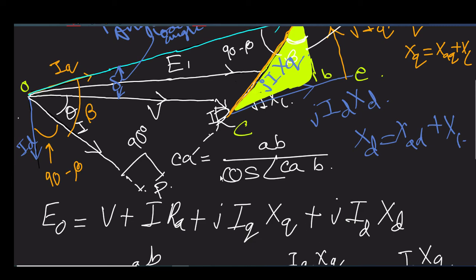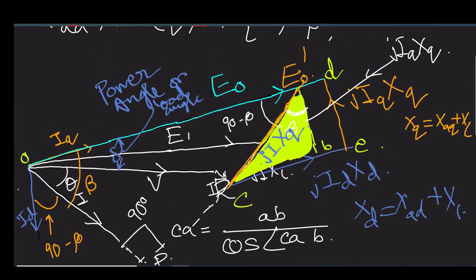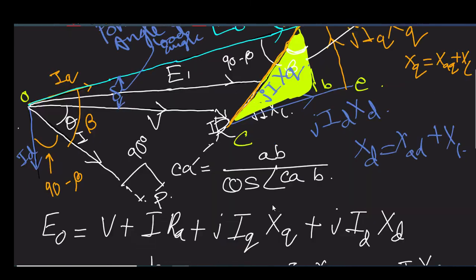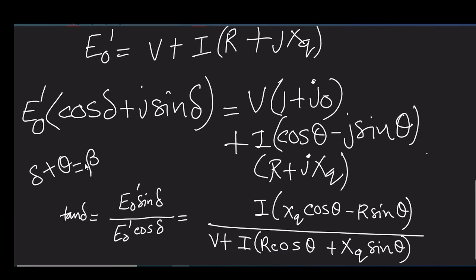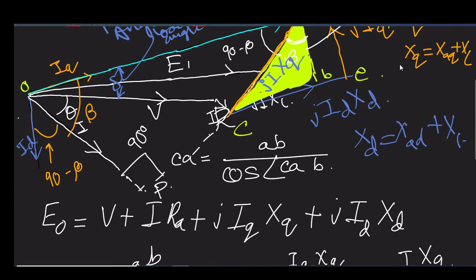But then, there are two ways we can circumvent that problem. One is that first you draw IR, then jIXq, and then go for constructing this, and then you can get the rest of the things done by calculating these values. Or else, the second one, you can directly calculate, that is, find delta and then find beta and then go for direct construction.